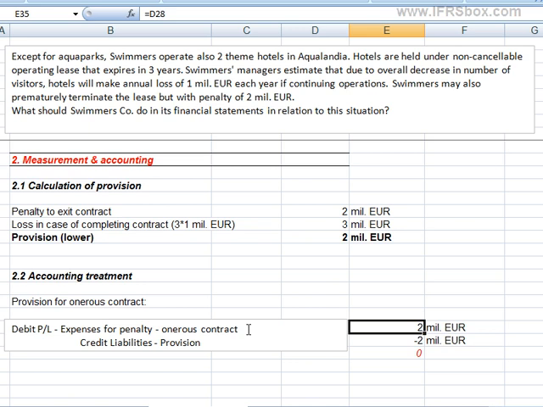Just a small remark here. As the penalty would probably be paid within the next 12 months, depending on the time of cancellation, this liability or provision would be shown under current liabilities.